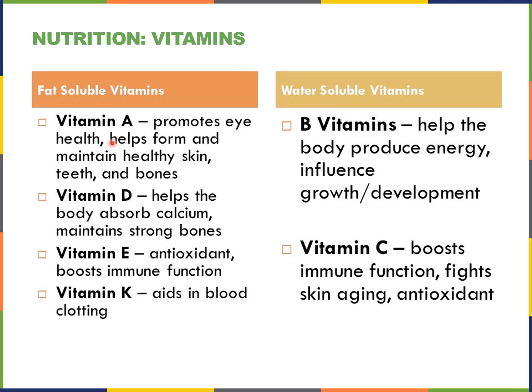So you can read through them and understand what the different vitamins do, like promoting eye health, healthy skin, helps your body absorb calcium. You guys probably know that one. Vitamin E, antioxidant. Vitamin K, blood clotting. B is our energy, growth, development. C, immune system, fight skin aging. It's an antioxidant. These are all important vitamins that we do need within our diet.